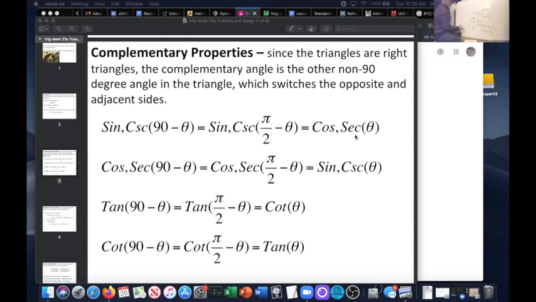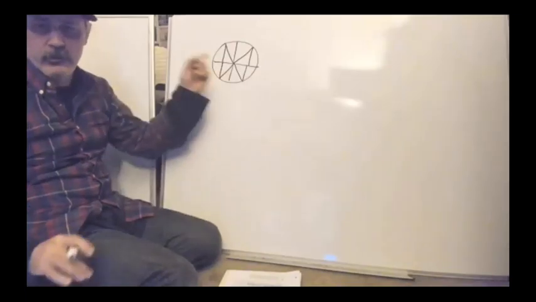Well, this property is related to the fact that when we rotate these triangles, when we reflect these triangles in the other quadrants, we're actually dealing with right triangles. So wherever that triangle is, whether it's in the first, second, third, or fourth quadrant, it's basically a right triangle.